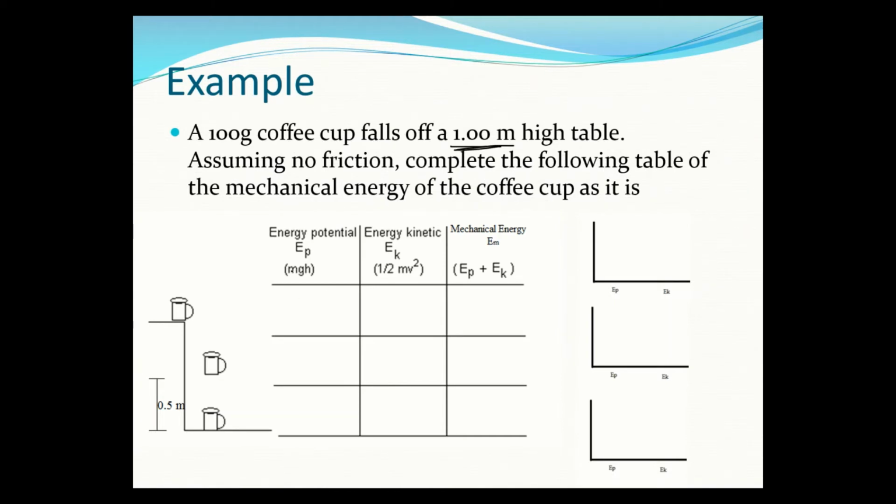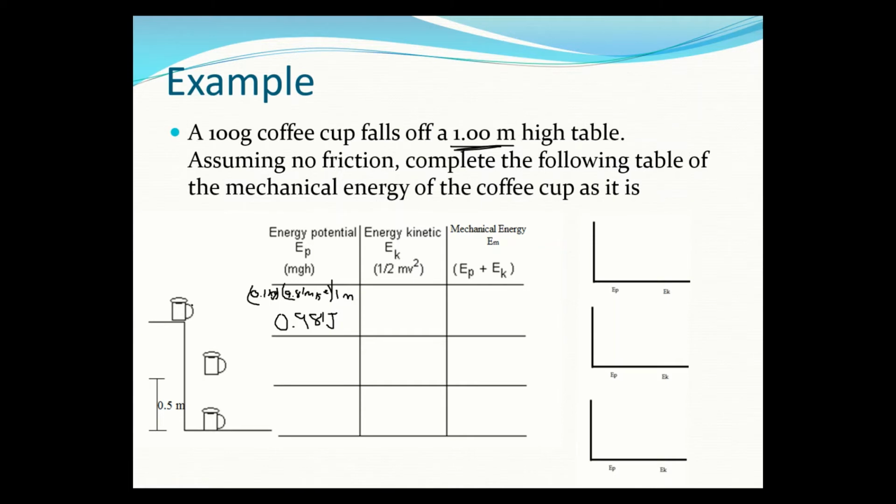So we can use mgh to calculate how much potential energy it has, right? Because the coffee cup is 100 grams, or 0.1 kilograms, and the table is 1 meter high, and g is 9.81 meters per second squared. So if I calculate this, which is pretty easy to calculate in your head, I get 0.981 joules.